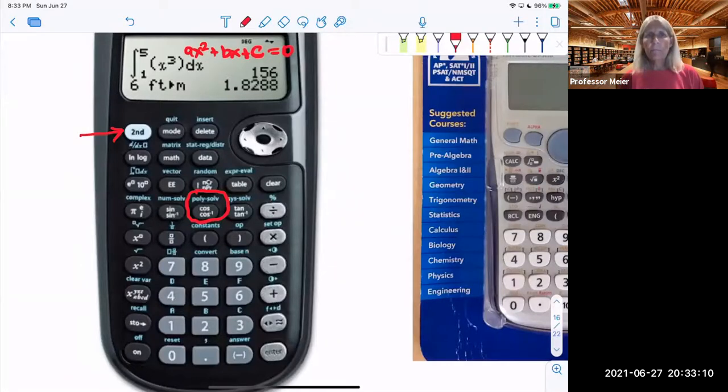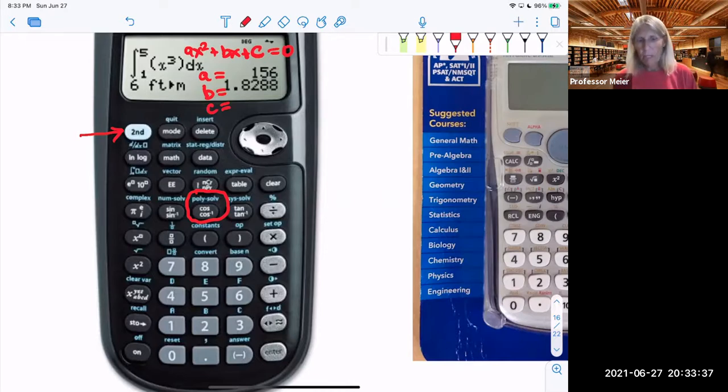You'll hit enter, and it will prompt you to enter A, B, and C, just like in the quadratic formula. Then you hit enter and it will give you the solutions. Hit enter again because there are two solutions. The first time, it tells you x1 equals this; the second time, it gives you the other x value. So use the Poly-Solve button.